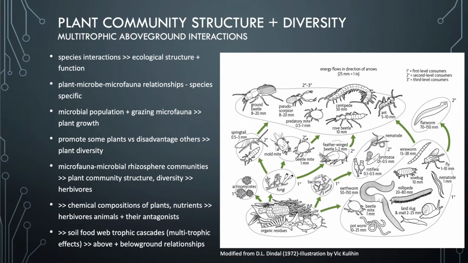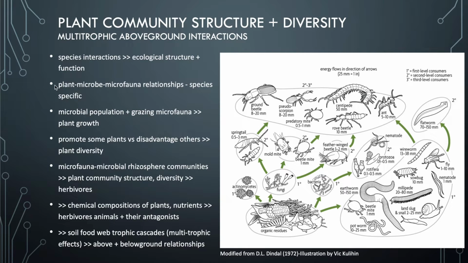In addition to affecting individual plants, soil protists also affect plant community structure and diversity, and in fact also the multi-trophic above-ground interactions. So how the plants then interact with, for example, the herbivorous animals that feed on the plants. Species interactions within soil or any other ecosystem determine the ecological structure and function of that ecosystem. So on a micro scale at the rhizosphere level, the plant, the microbe, and the microfauna which feeds on those microbes, these relationships are very much species specific.